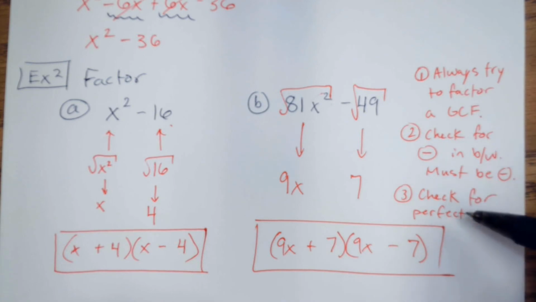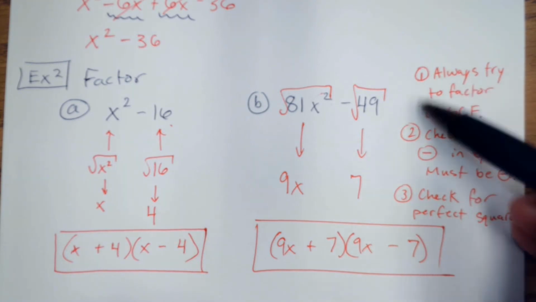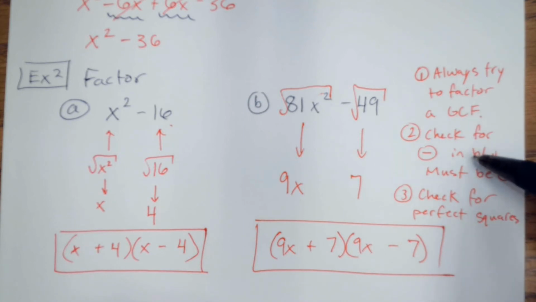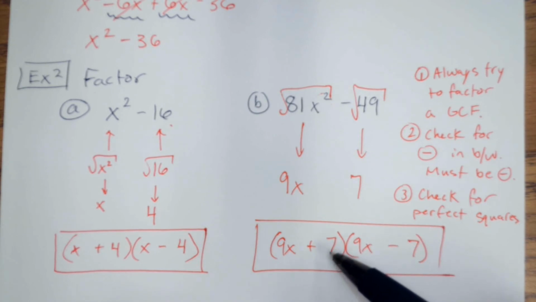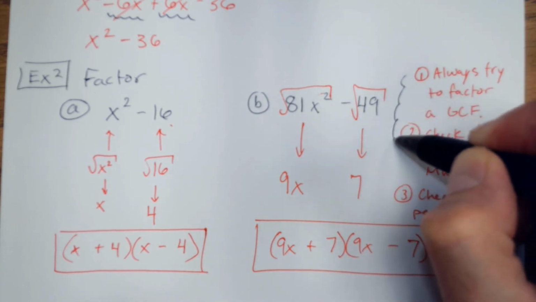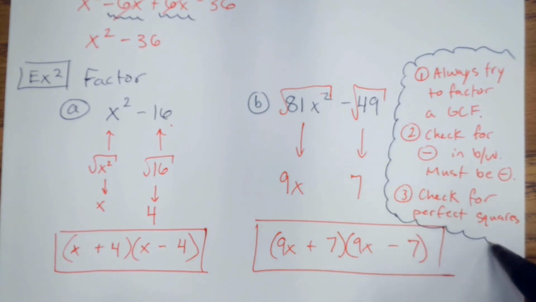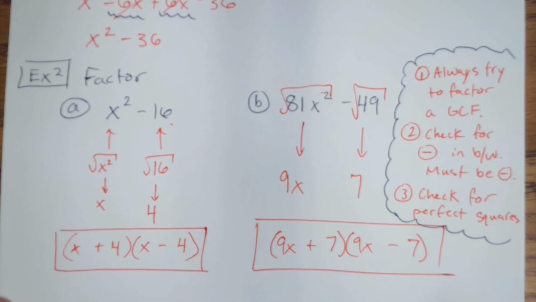If all three of these things are true, well, if 2 and 3 are true, then I can just jump straight away to my perfect square pattern there. So just separating that: make sure that you're checking for the minus sign in between and you're seeing that they're perfect squares. Let's look at another example.